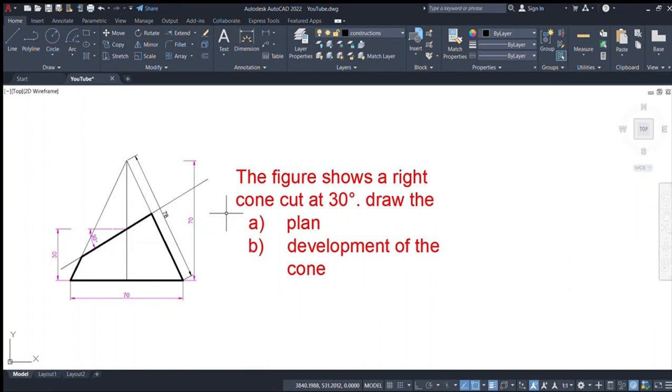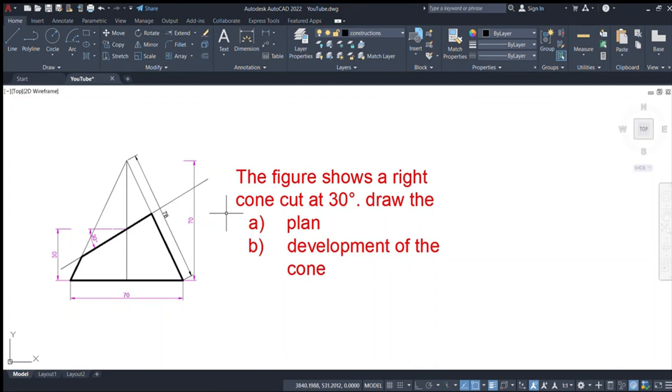Welcome to Tech Corner. I want to do a question on development of a cone. So this cone is cut at 30 degrees as shown. The question requires us to draw the plan as part A, then draw the development of the cone.